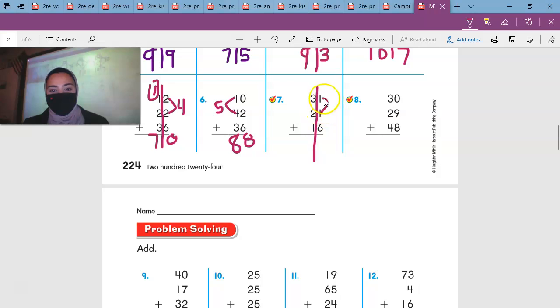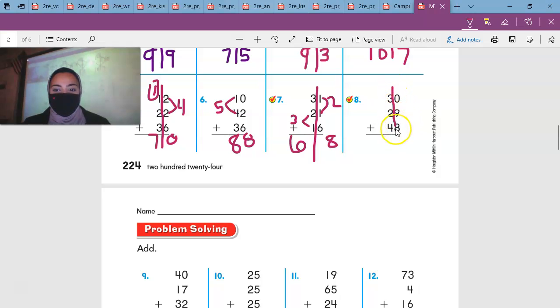1 plus 1 is 2. And 2 plus 6 is... Hello? What's 6 plus 2? 8. 3 plus 2 plus 1 is 3, and 3 plus 3 is 6.